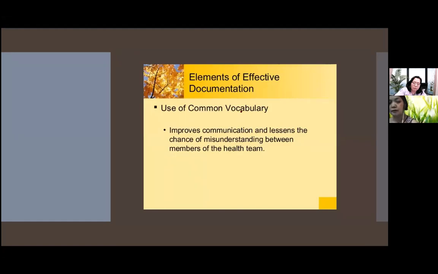So first, you have your use of common vocabulary. Sir, napaka-importante ng common vocabulary. Why? Kasi dapat lahat kayo nakakaintindi nung nilagay nyo doon. Hindi pwede ikaw lang. Okay? Then, improves communication and lessen the chance of misunderstanding between the members of the health team. Like for example, yung sabi ko nga sa inyo, ang iba, ang hypertension nila is HPN. Sa iba naman, HTN. Okay? So, same case, pero different abbreviation. So, baka hindi kayo maging magka-muka.